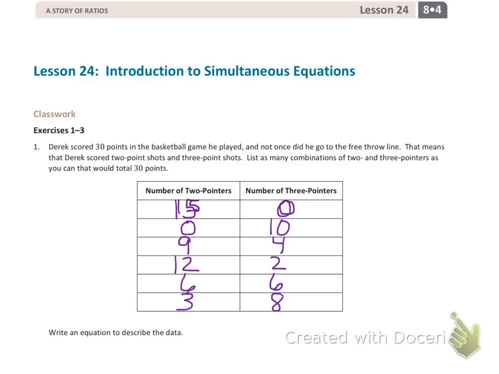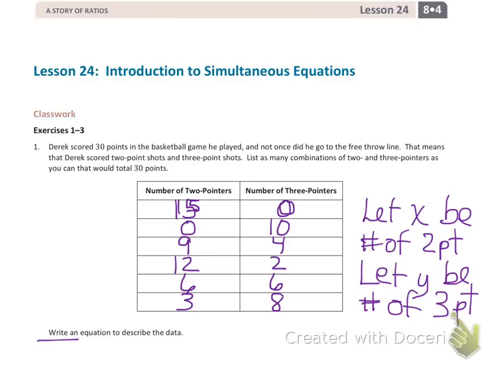All right, so if we wanted to write an equation that described this data, we would need to first define our variables. What are our variables? And so let's think about that for a minute. Okay, so the thing that can change in this situation is that we can have a different number of 2-pointers and 3-pointers. So it kind of makes sense that we could let X be the number of 2-point shots and Y be the number of 3-point shots.